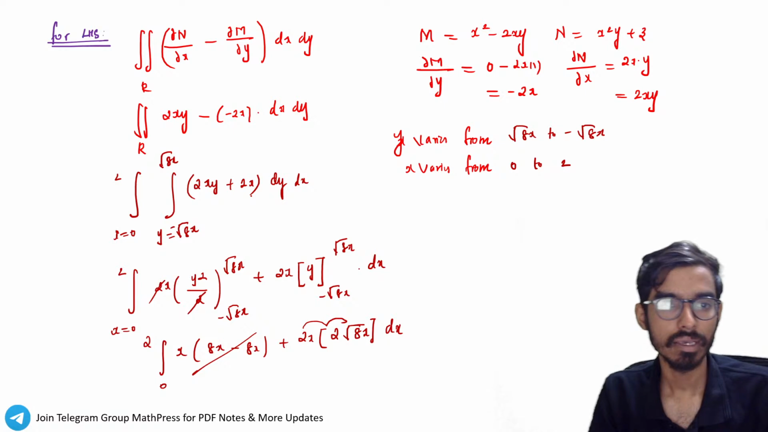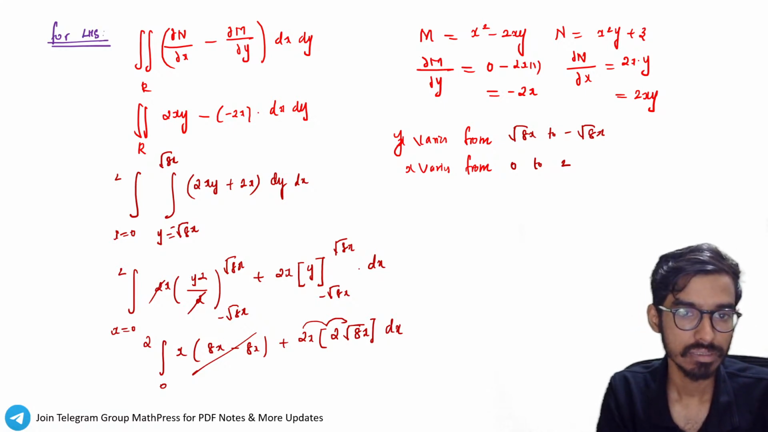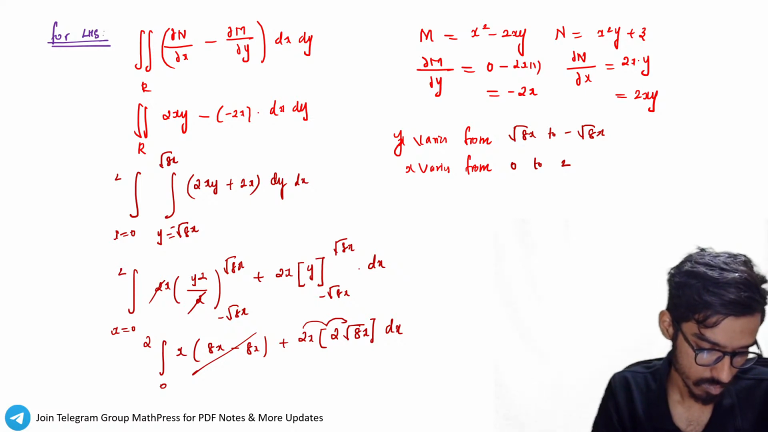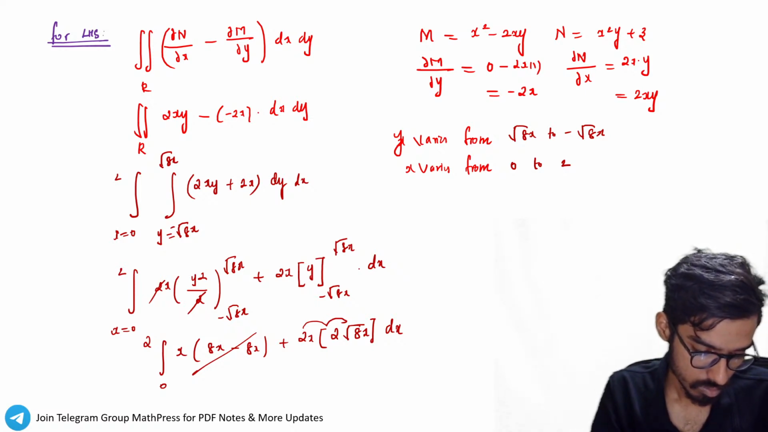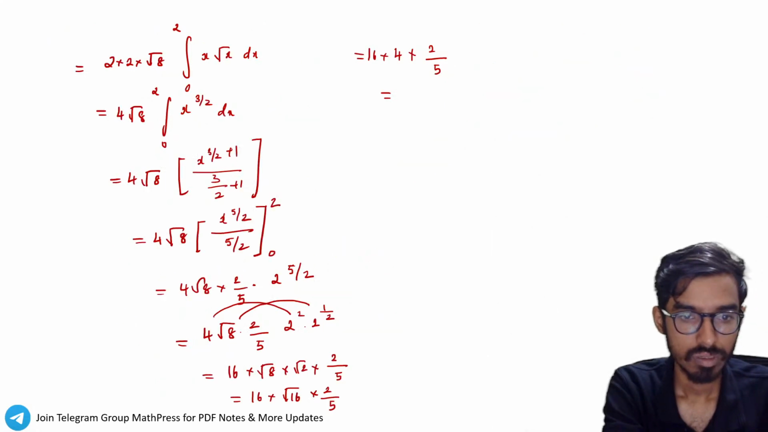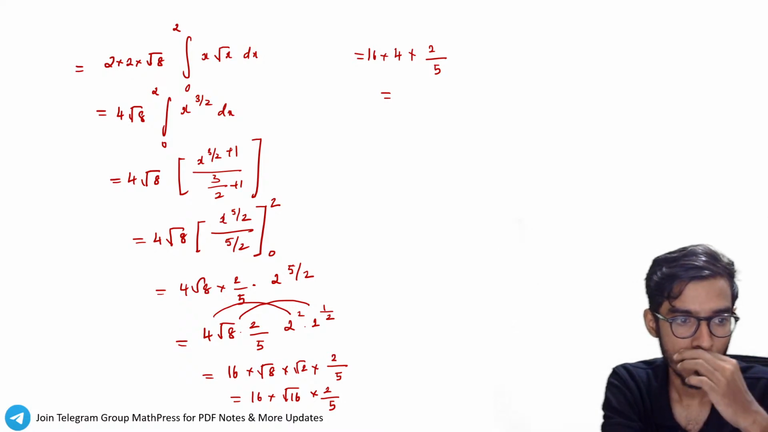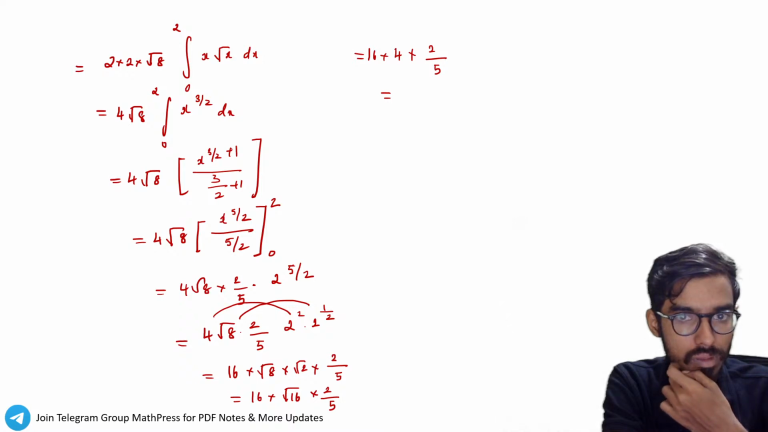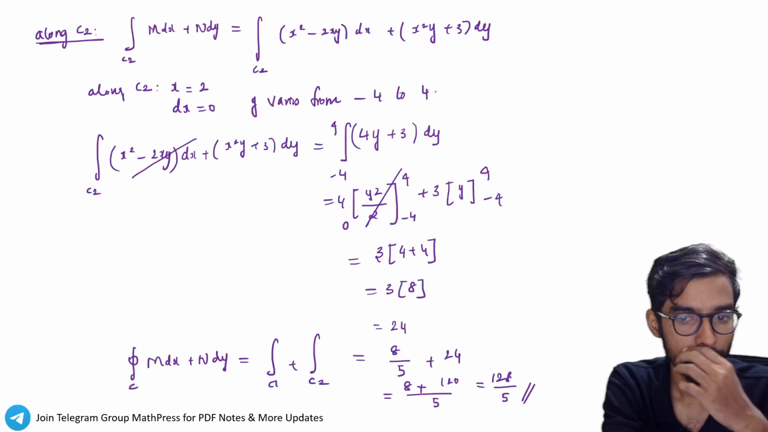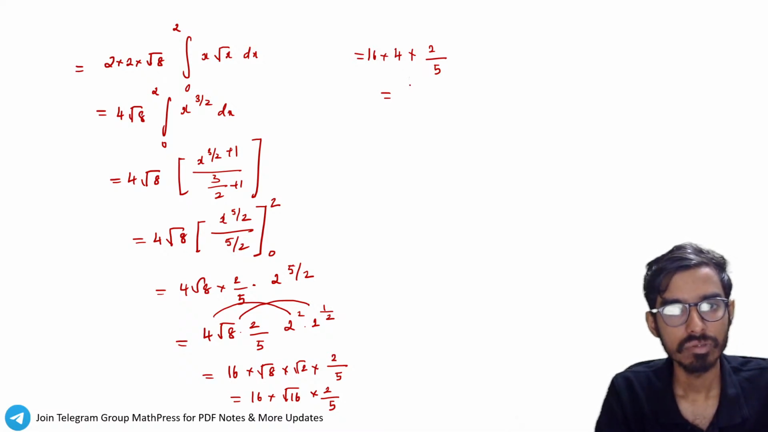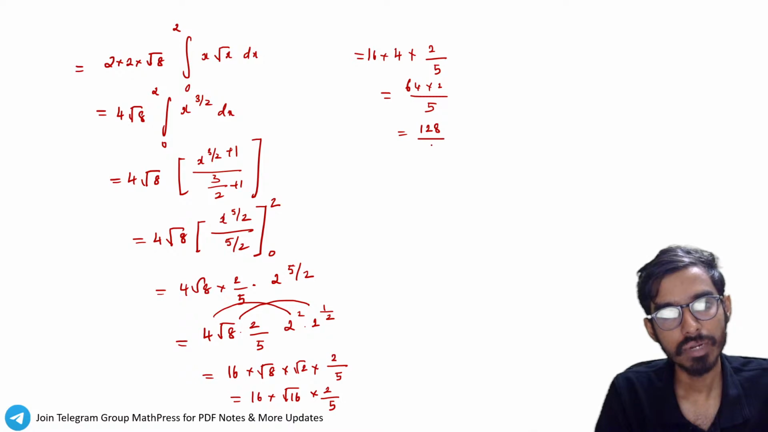So 2xy plus 2x dx. So with respect to y, it is 2x, 2 times root 8x. I think I made some mistake anyway. So let's check this. Yes, I think I got the answer right. Sorry. So it is 64 into 2 by 5, 128 by 5. It's correct only.